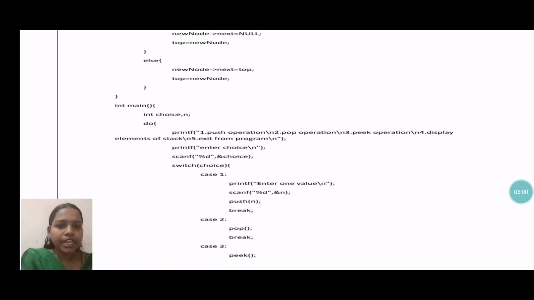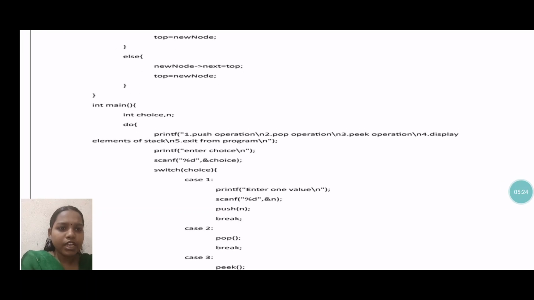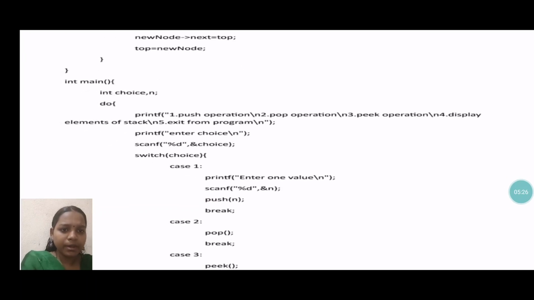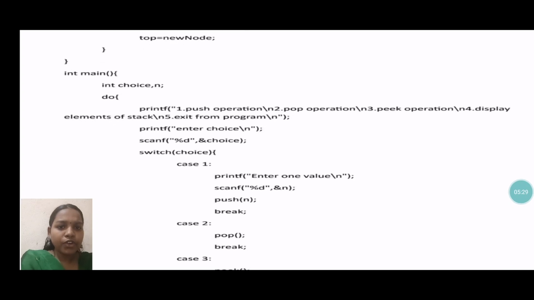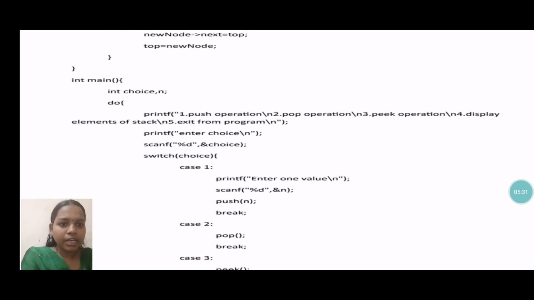Here there are 5 cases. First case, we are giving option 1, push operation. For that we have to insert the value into the stack. For insertion, we have to ask for a value from the user, print "enter one value" and scan that value, that is %d, and it is stored as n, stored as address of n, and we have to call the push function and break.